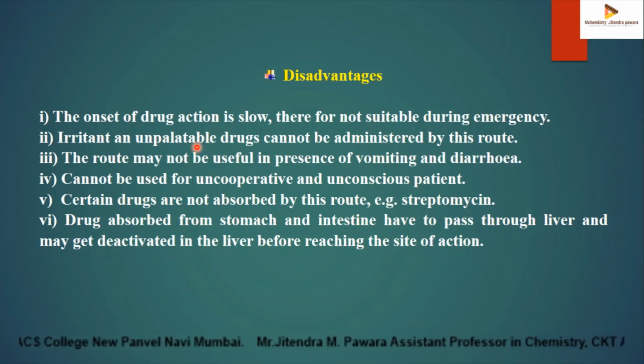For example, streptomycin. Drugs absorbed from the stomach and intestine have to pass through the liver and may get deactivated in the liver before reaching the required site of action. So these are the disadvantages of the oral route.